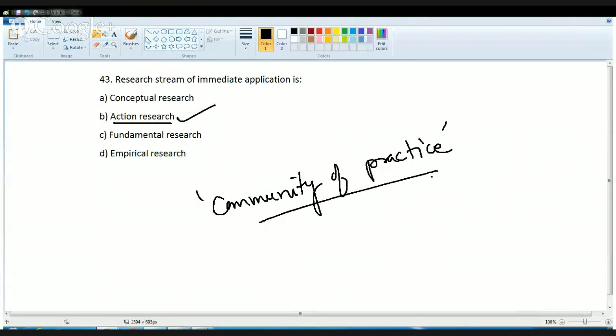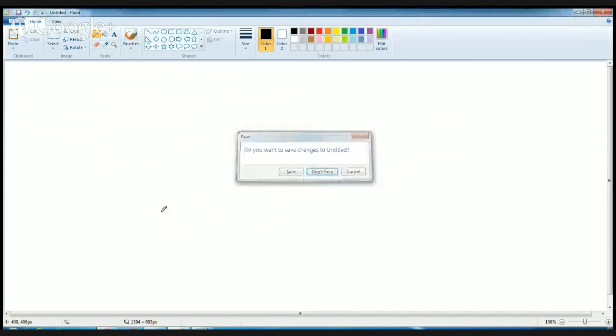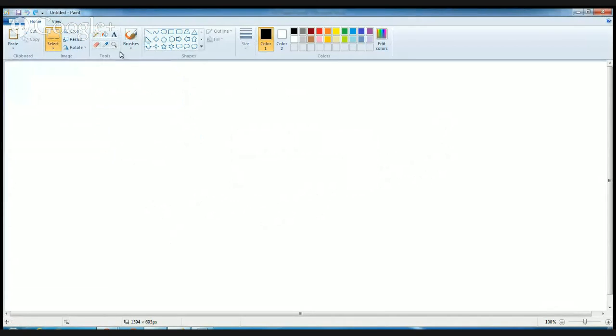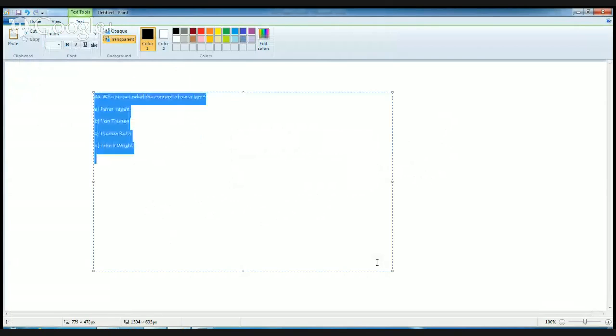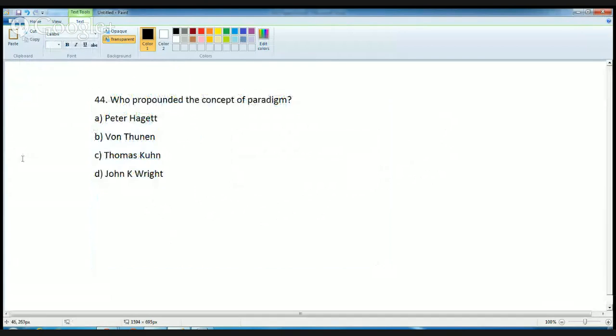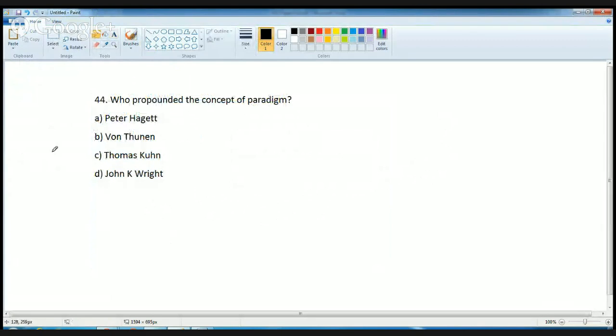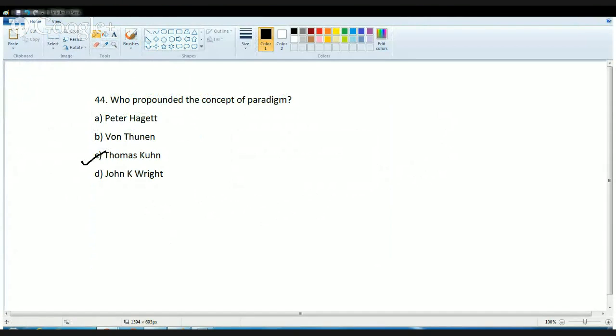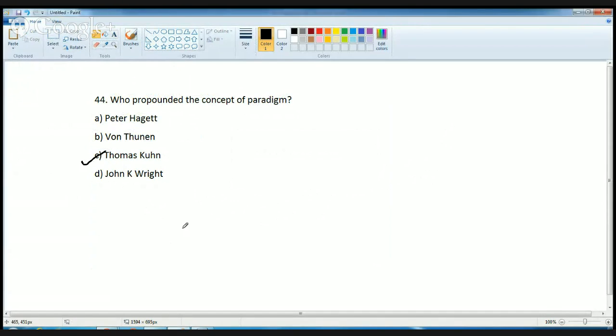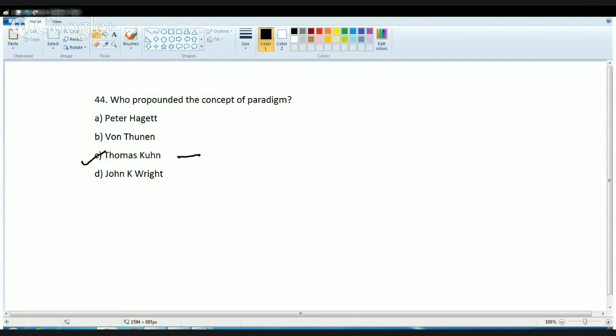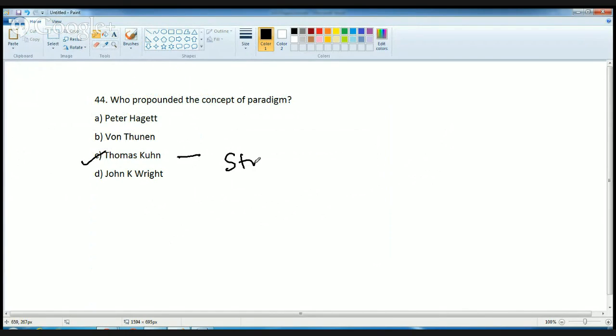Now the last question that we would be taking today is, who propounded the concept of paradigm? This question is based on theoretical knowledge. The answer is Thomas Kuhn. Now I'll be giving you a brief introduction about this. Thomas Kuhn wrote a book known as The Structure of Scientific Revolutions. In this book, he talked about the term paradigm.